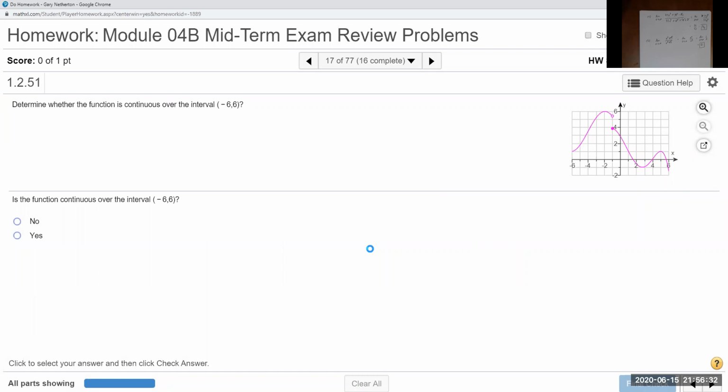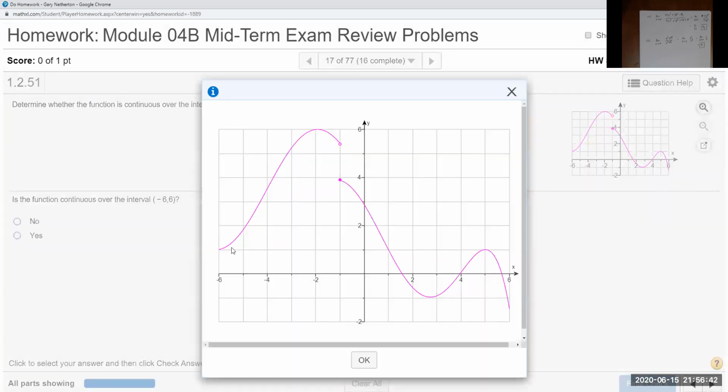17. Another one, determine whether the function is continuous over the interval -6 to 6. Let's look at this graph. Same idea, we start here. I'm tracing out the function. I want to go from -6 to 6. I get to here, and here this part ends, and I jump down to here, and then keep on going.